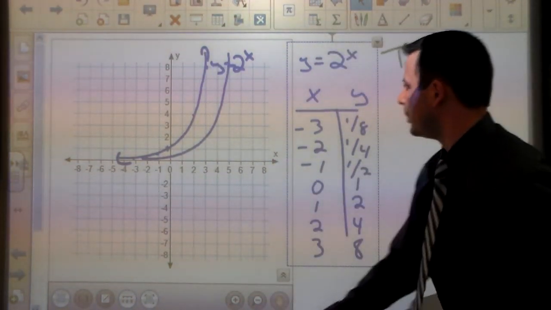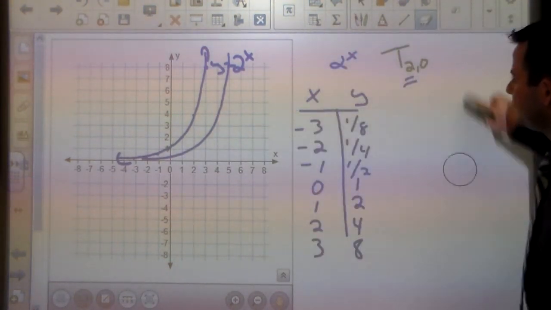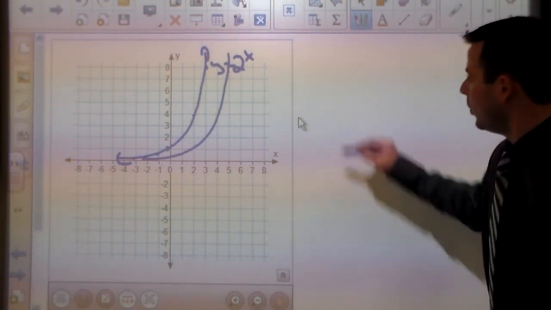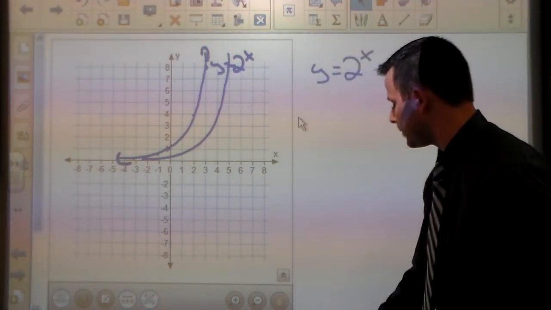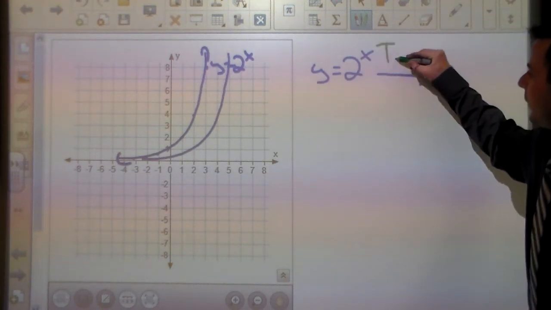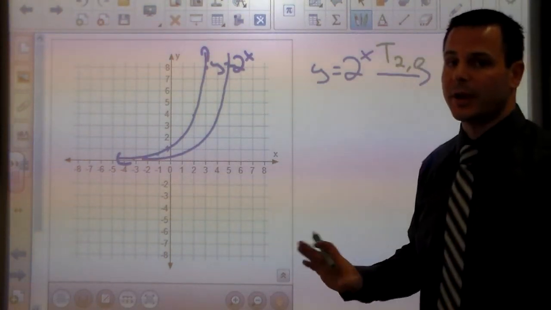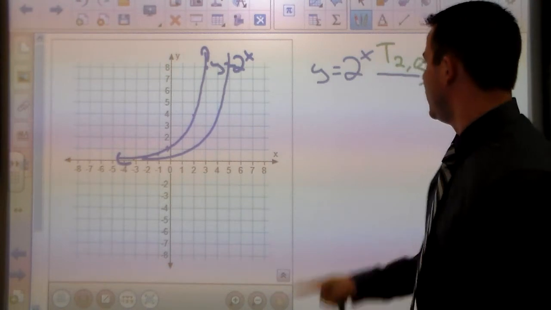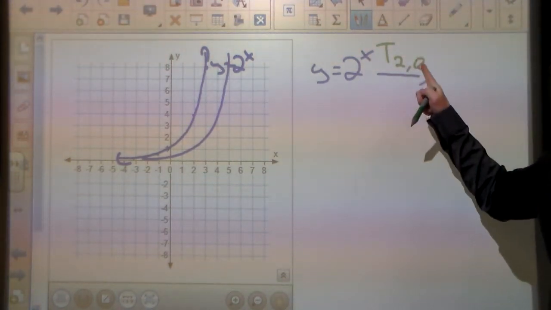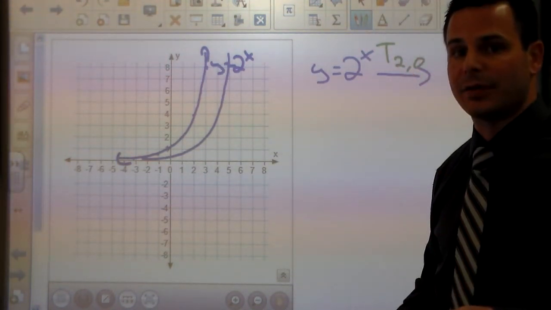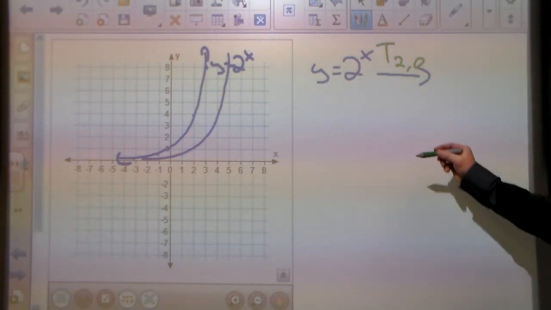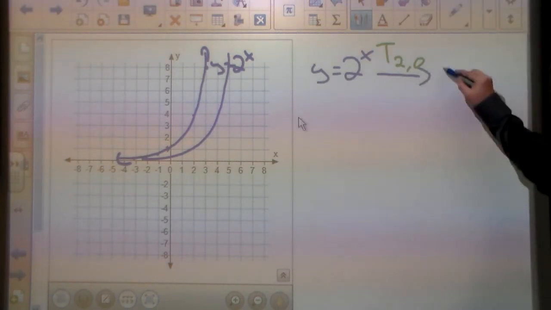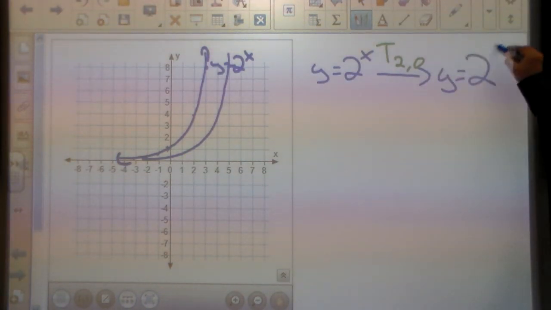So let's see what the new equation would be. If we're starting with y equals 2 to the x power, and we're performing a transformation, that transformation is a translation of 2 in an x direction and nothing in a y direction. It's just moving left and right. So it's moving positive 2 in an x direction, which means in the equation it's a negative 2. Remember, when it's left and right, horizontal translation is the opposite sign. So we're going to end up with y equals 2 inside of the function x minus 2.